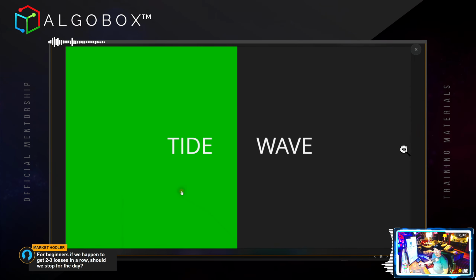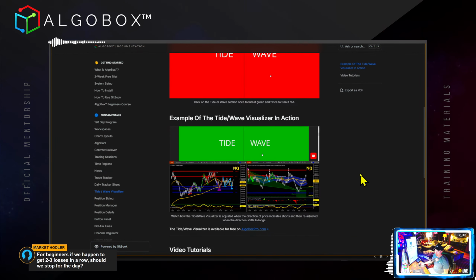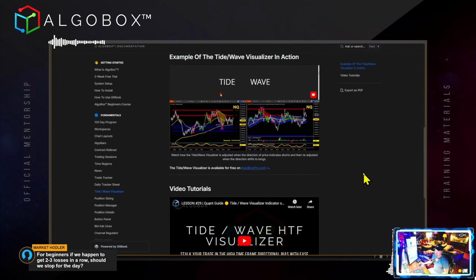Zoom in on this, click it. Look, this is going to hurt your eyes. It's so bright. Staring you in the face. That is the purpose of the Tide Wave Visualizer. Just another tool in the arsenal.